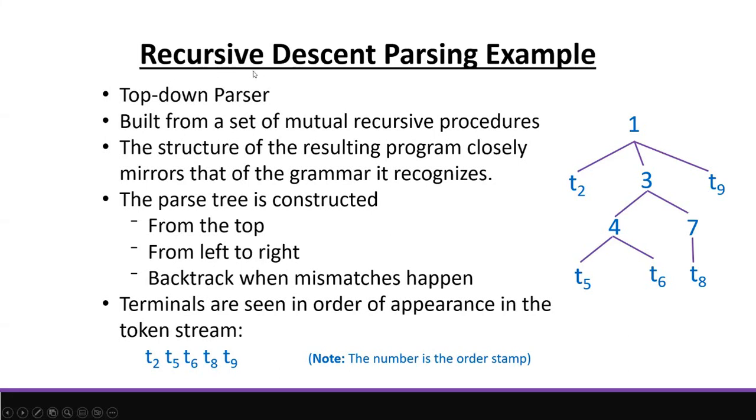Okay, let's look at this recursive descent parsing example. Let's assume we have terminal 2, 1, 3, and terminal 9. So this is the grammar, and we build a parser of the mutually recursive one. Basically we have a token string of terminals T2, T5, T6, TA, and T9. This is the token string, and we are trying to parse it into such a tree.